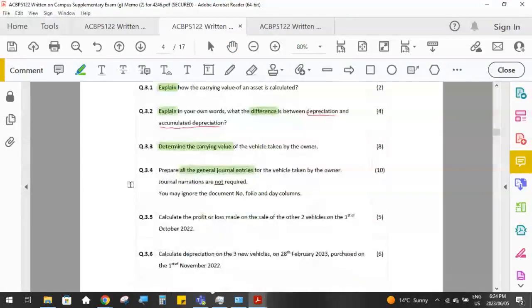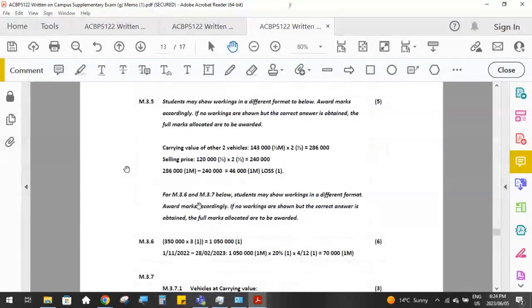What was that number? 3.5. Here we go. So the carrying value of the vehicles is 143, and we've got 2 of them, 286. The selling price is 120 times 2 vehicles is 240. So the carrying value was 286, but we only sold them for 240, so we've made a 46,000 Rand loss on the sale of those 2 vehicles.